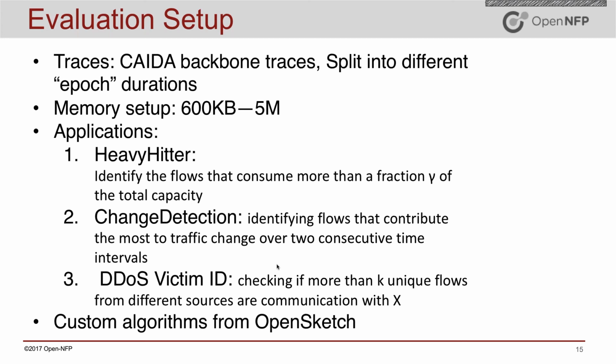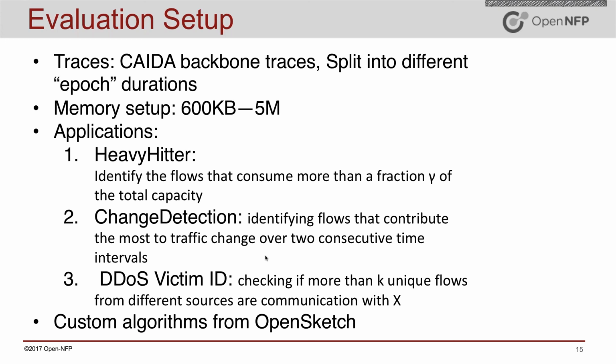In terms of evaluation, we tried 3 canonical sketching applications. One is a standard heavy hitter formulation, which is to identify the 5-tuple flows that consume more than a fraction gamma of the total capacity of the link. Another is a change detection algorithm that tries to identify flows that contribute the most to the traffic change. Imagine in the first 5-minute interval, flow 1 was 100 kbps. In the second interval, it was 1 gigabit per second. This is the largest change in the flow rates.